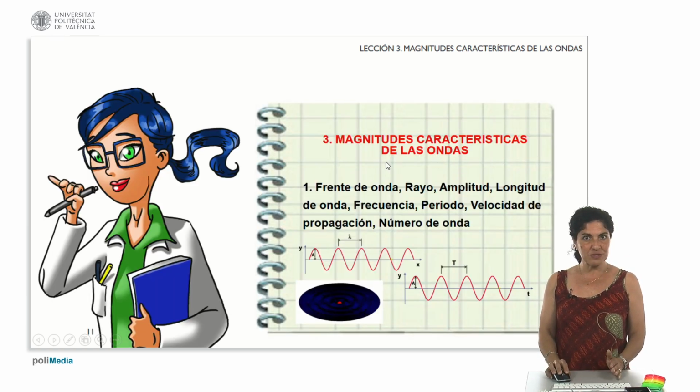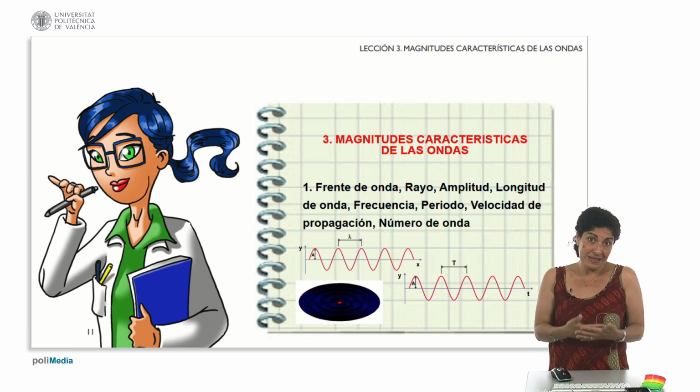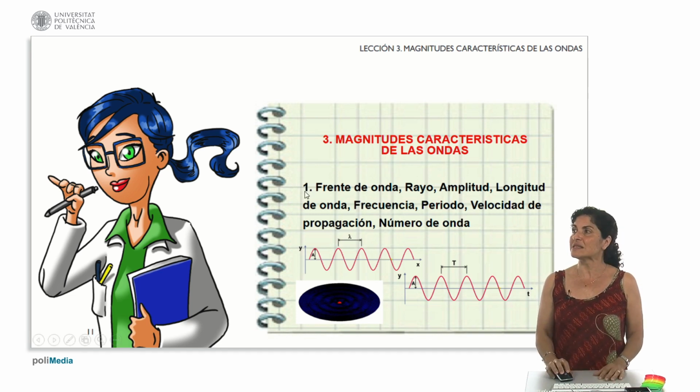Therefore, by way of summary, we have already seen and we have introduced a lot of new vocabulary, which we have to become familiar with because we need it to carry out an exact study of the different waves. And let's review what magnitudes we have introduced so far. The wavefront, what are the rays that are defined from that wavefront, which show me its direction, amplitude, wavelength, frequency, period, propagation speed, and wave number.